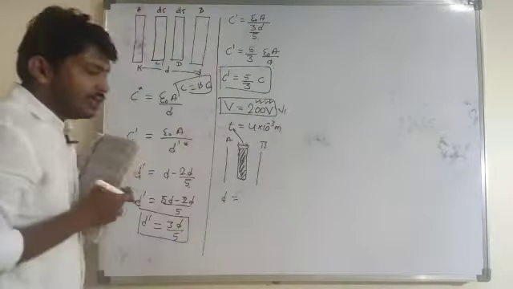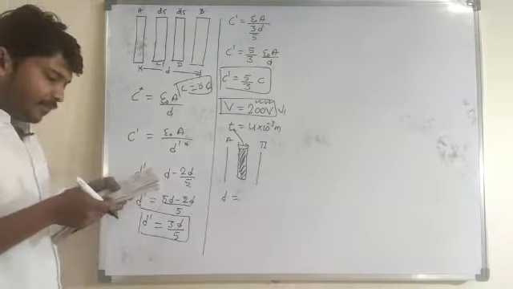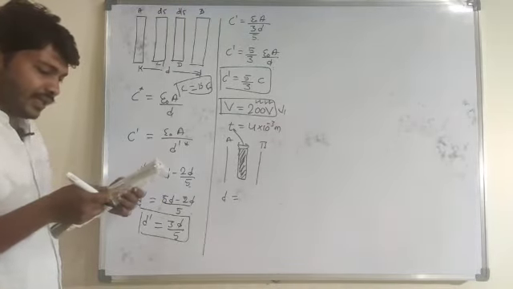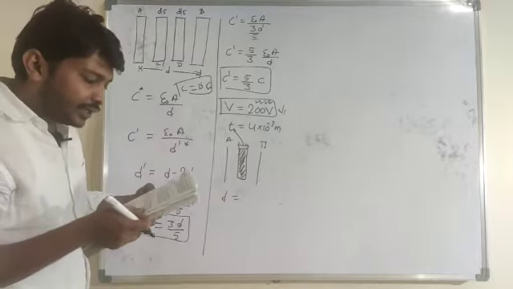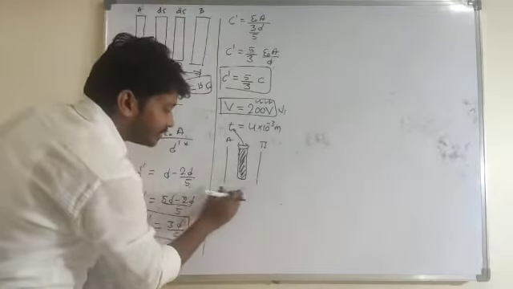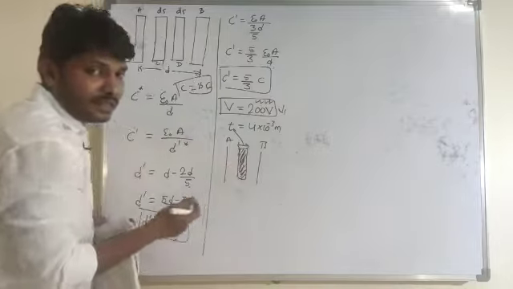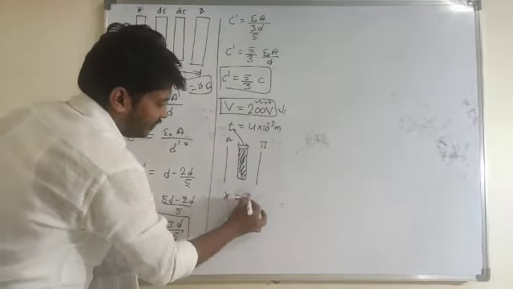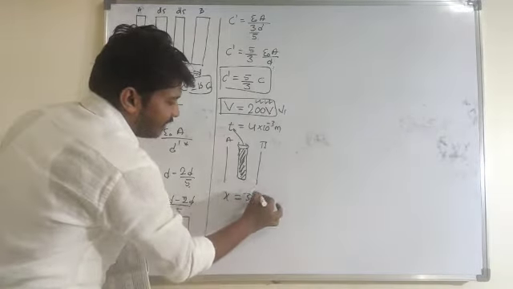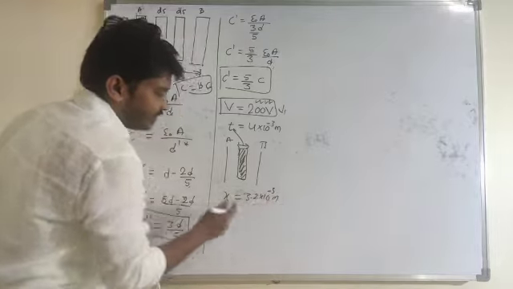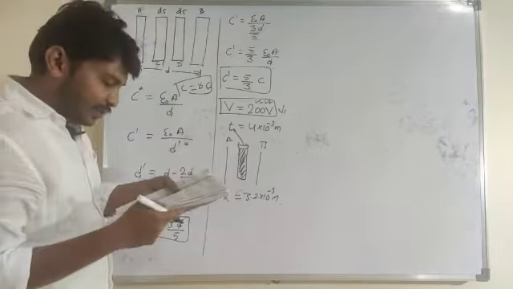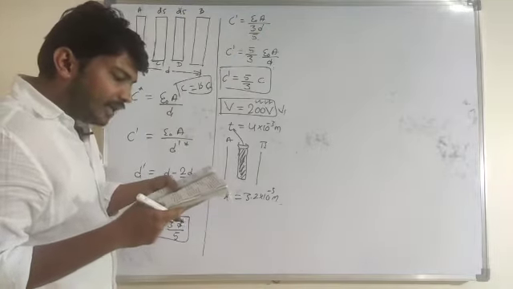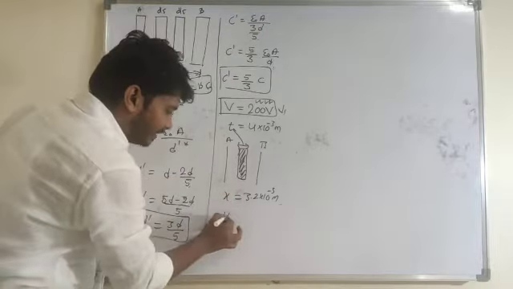So next one. In order to maintain the same voltage, the distance between the plates is increased by 3.2 millimeter. So X value is 3.2 millimeters, that is 10 to the power of minus 3 meters. The initial distance is D, and it is increased by 3.2 millimeter. The dielectric constant of the slab is K.